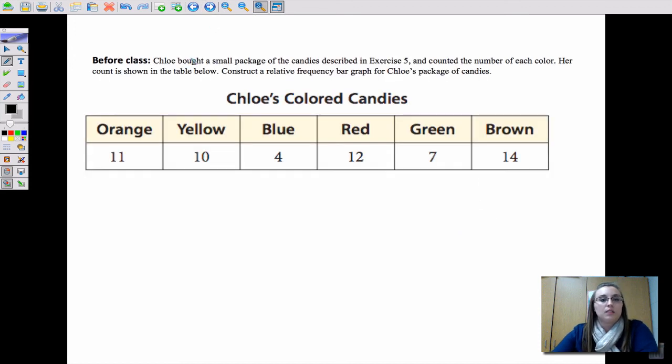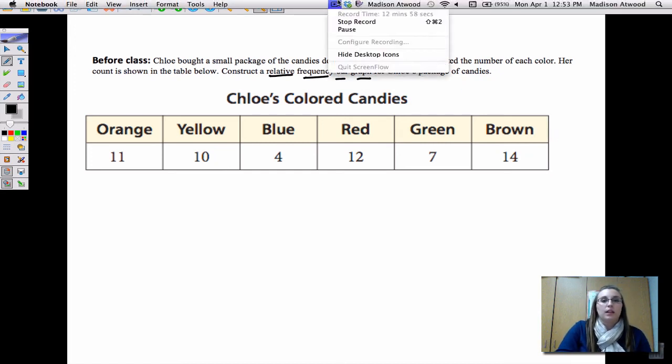All right, what I want you to do on this one, I've made this table a little bit bigger than it is in your notes in case you can't see it. These are the number of colored candies, so think of M&Ms. These are the numbers of each color that she got in her package. So I just want you to go ahead and construct a relative frequency bar graph to go with this. I'm going to check this when you come to class tomorrow, so make sure that you have it ready to go at the beginning of class.